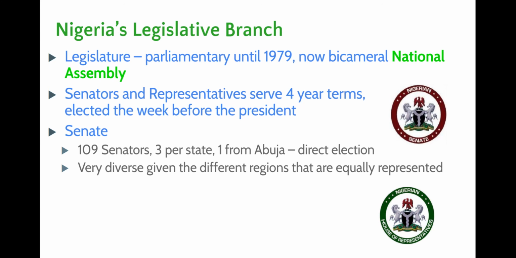All right, so Nigeria's Senate, since they have 36 states, they have 109 senators, so 3 for each state, and then 1 from the capital, which is Abuja. And they are all elected directly, first past the post, whoever gets the most wins. And because of Nigeria's diversity, the Senate itself is very diverse as well.